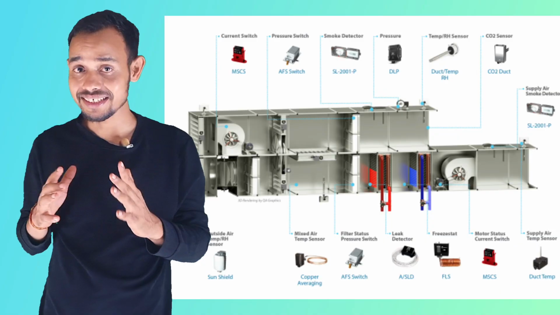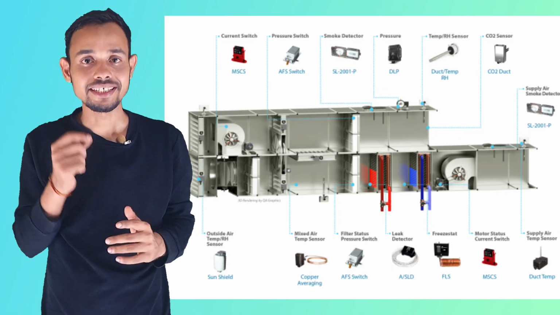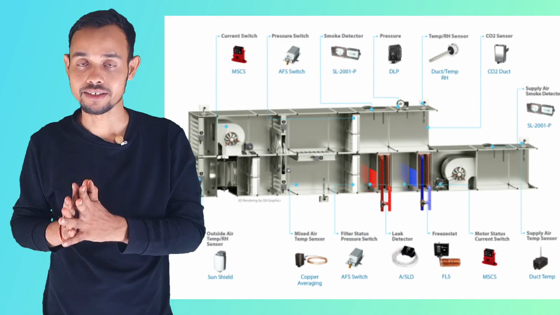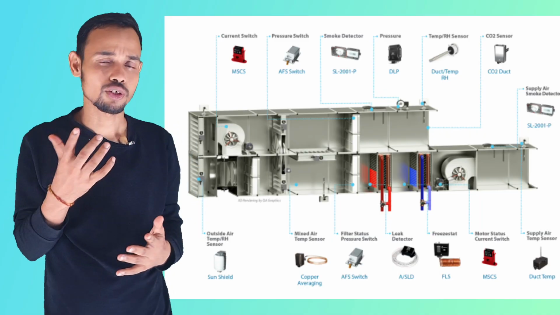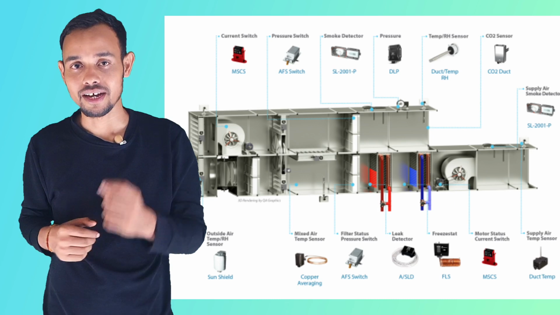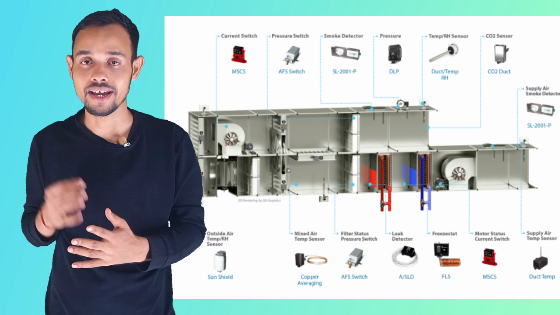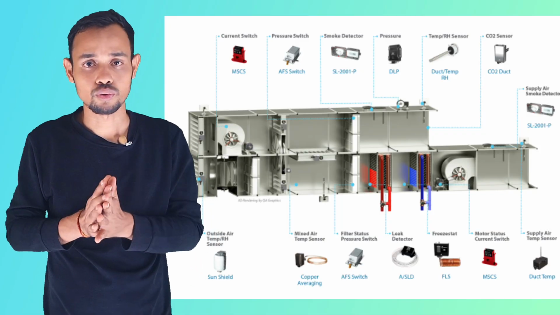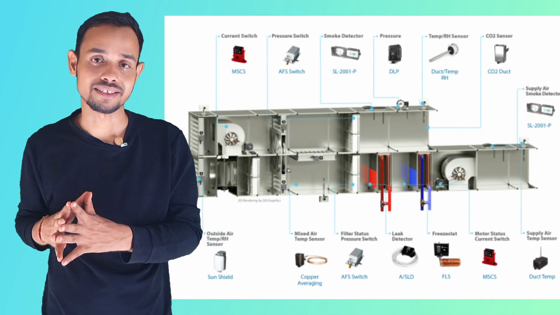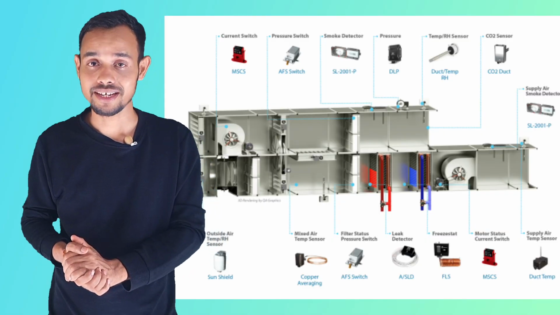Okay, let's see the next sensor, the 12th sensor. The 12th sensor is the chilled and hot water supply and return temperature sensor. Okay, you can think of it as a thermometer. It monitors the temperature of water going to the coil and returning from the coil. Okay, it helps to check the cooling and heating efficiency.